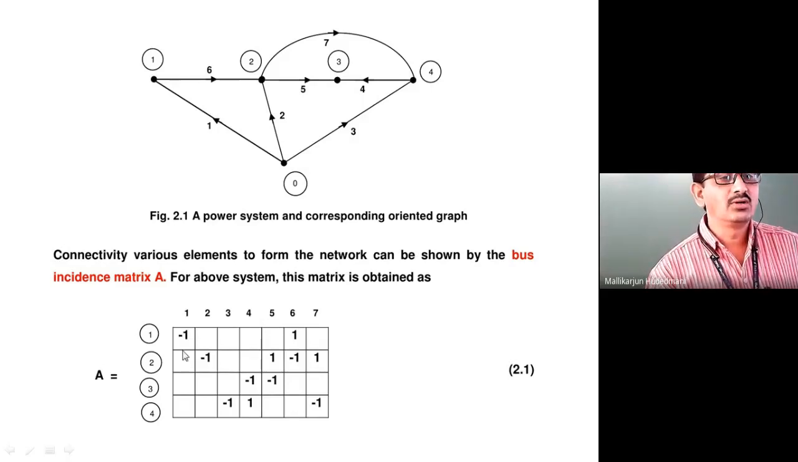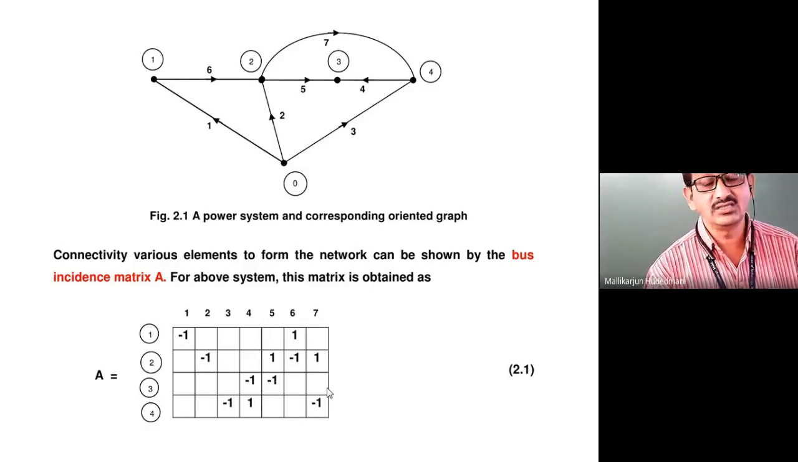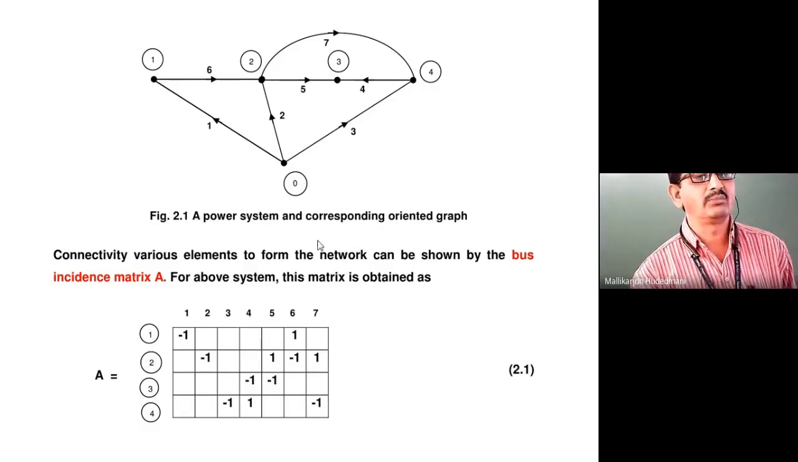You can look into bus number 3. Means when I go down by rows, third row, when I move lateral right side, first column 0, no incident. Second column 0, third column 0, fourth column is element number 4, minus 1. Fifth column is element number 5, minus 1. Sixth, 7, absolutely 0. This way, it's a very easy approach. It may be lengthier, but it's a very easy approach one would get into representation.